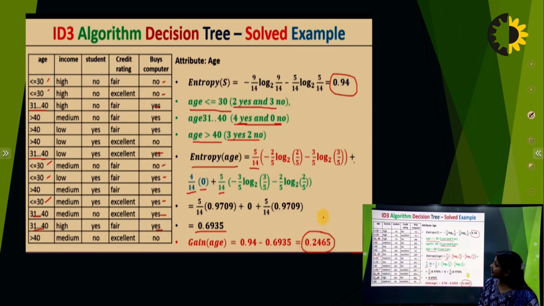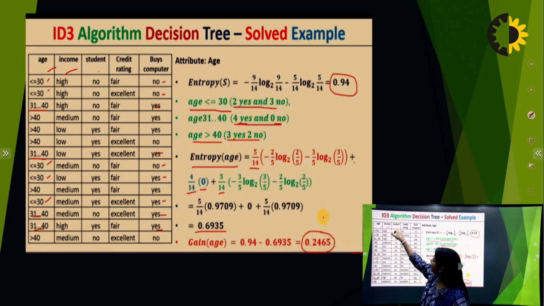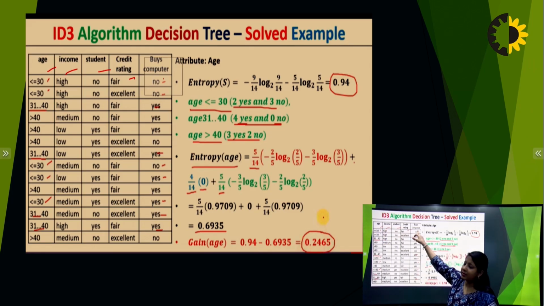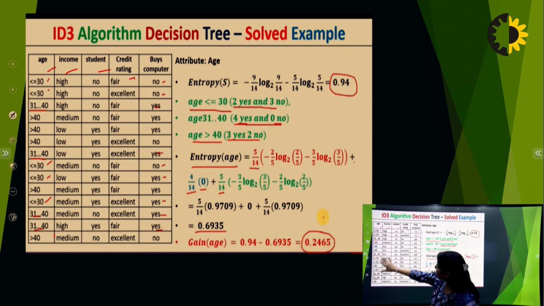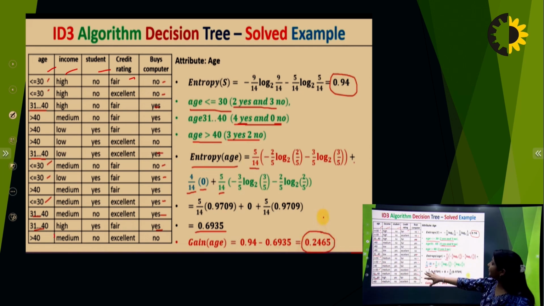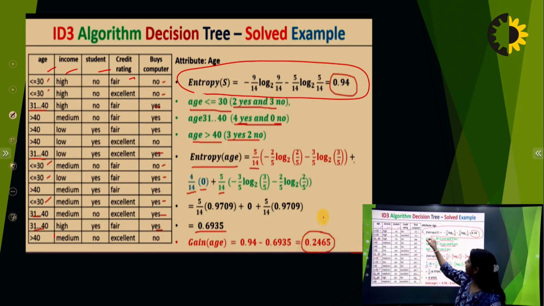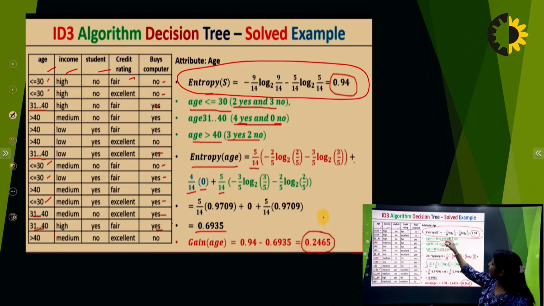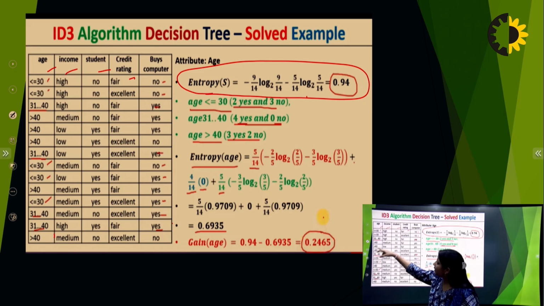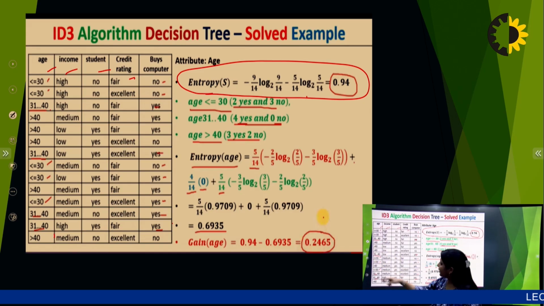So here we can take an example. Here we have these features: age, income, student, credit rating, and buy computer. We have a total of 14 values here. Firstly we will calculate the entropy. Here we get 9 yes and 5 no. So we will get the entropy of the entire data set here, and then we will select the attribute, like age, having 3 values: less than 30, 31 to 40, and greater than 40.